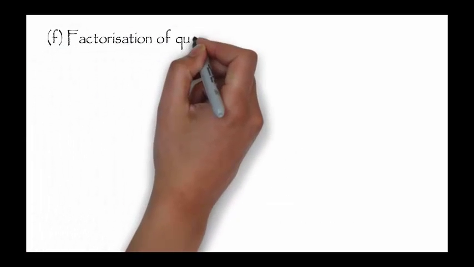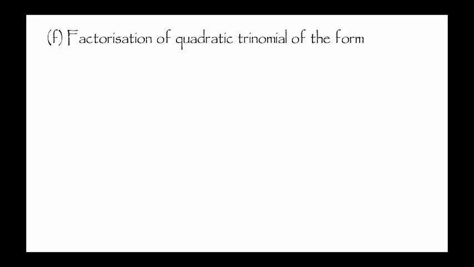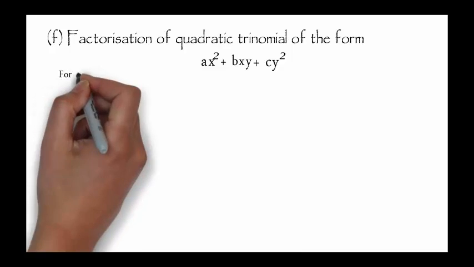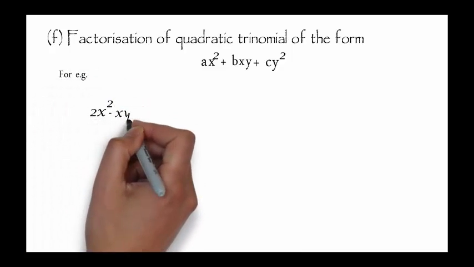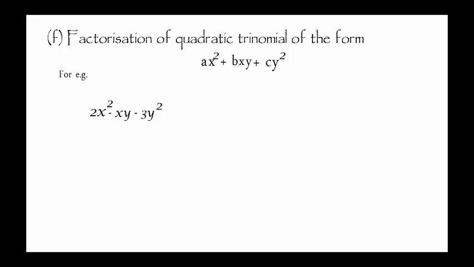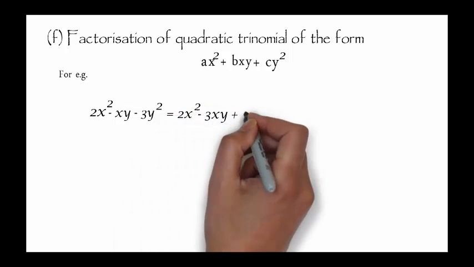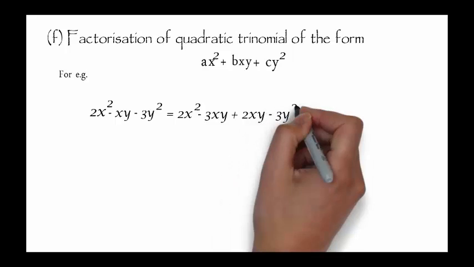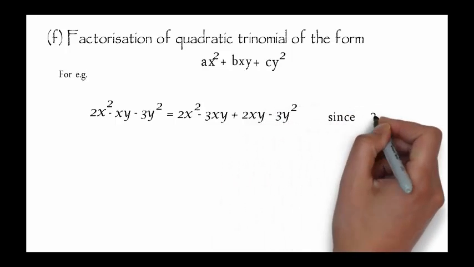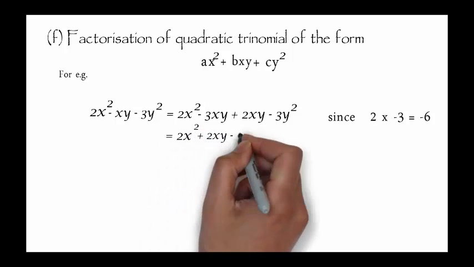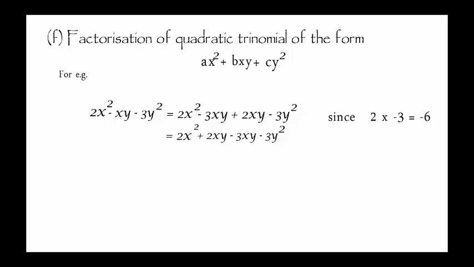F. Factorization of quadratic trinomial of the form ax² plus bxy plus cy². For example, 2x² minus xy minus 3y². We can also write minus xy as minus 3xy plus 2xy, which is equal to 2x² minus 3xy plus 2xy minus 3y². Since minus 3 into 2 is minus 6, this is equal to 2x² plus 2xy minus 3xy minus 3y².